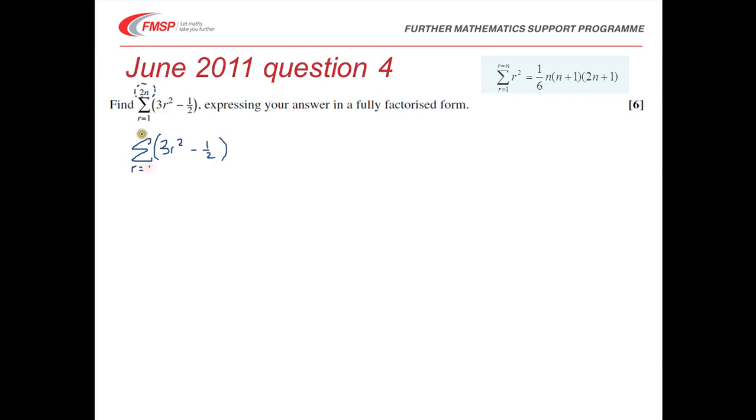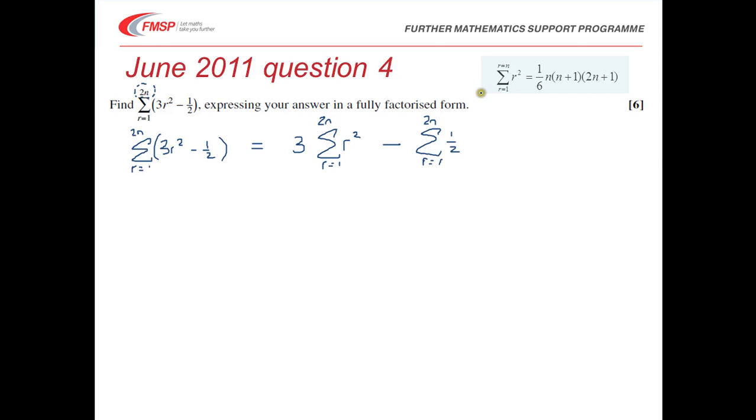If we just write it out, you can write that as 3 times sigma r squared from r equals 1 to 2n, minus sigma a half of r equals 1 to 2n. So that's the important thing, to see that we can actually express it as the difference of two series.